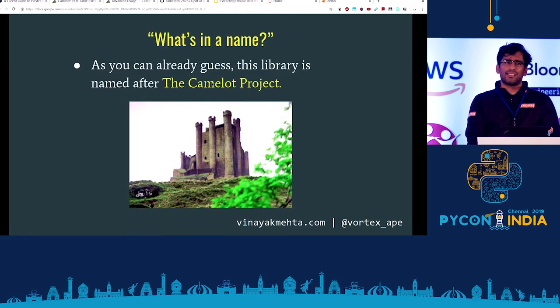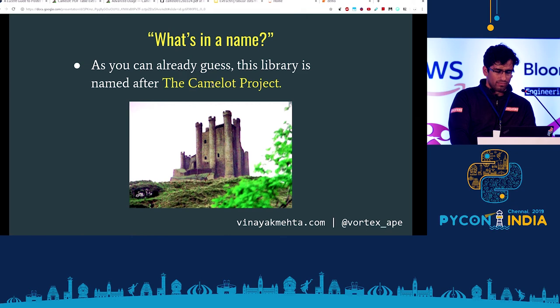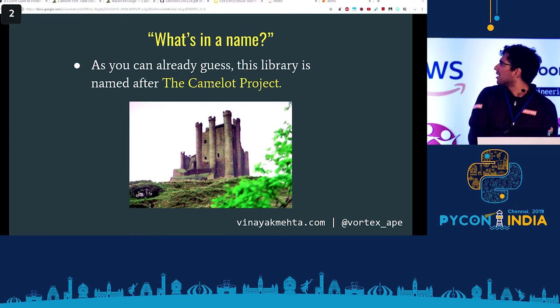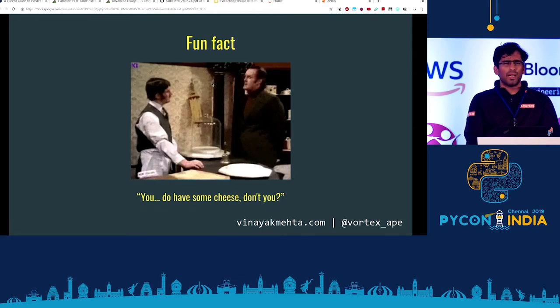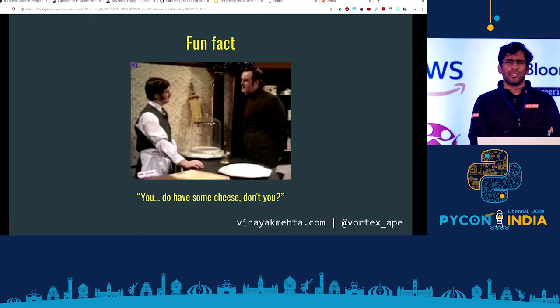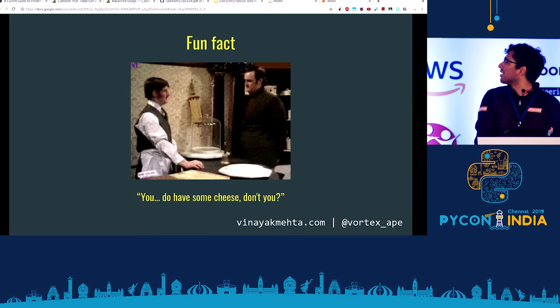So, fun facts ahead. You must be wondering why it's called Camelot. Camelot is a castle in Monty Python and the Holy Grail, and in the Arthurian legend depicted in the film. And another fun fact, PyPI was initially called the Cheese Shop, based on the Monty Python cheese shop sketch.